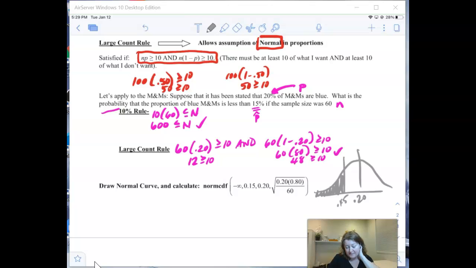Okay, and again, to get this on my calculator, I'm pressing blue VARS and then norm CDF. So I am getting that this equals 0.1664. So the probability that my sampling would be less than 15% blue if the true population was actually 20% is about 16.6%. Okay, that's it.